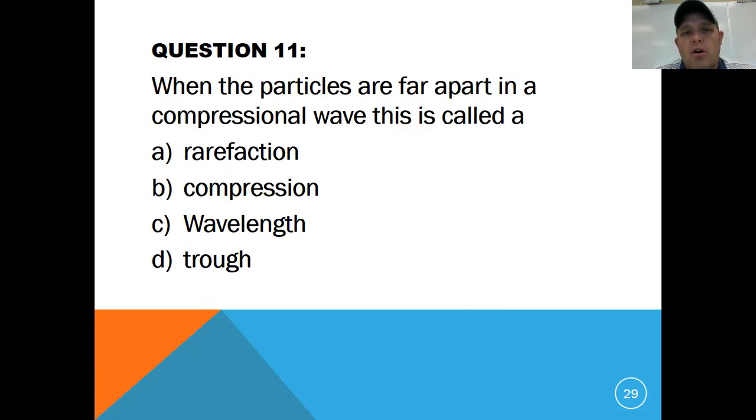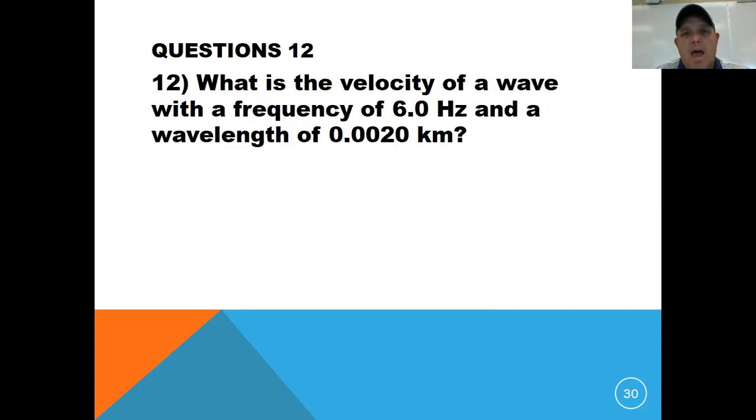When are the particles the farthest apart? This was the one that I circled. We talked about the one that I think is a new word for you. And now let's do some math.